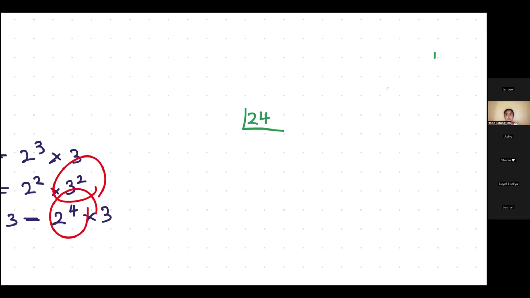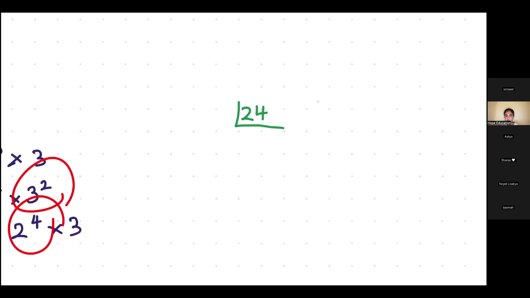Then our smallest prime number is 2. I'm gonna divide 24 by 2.